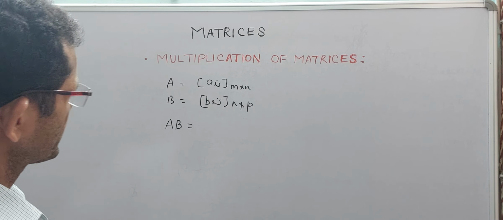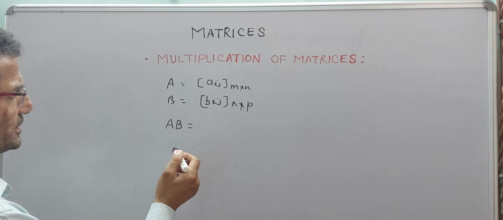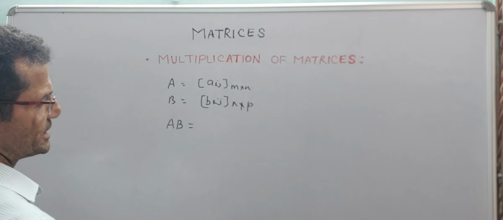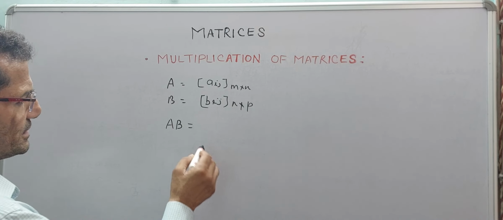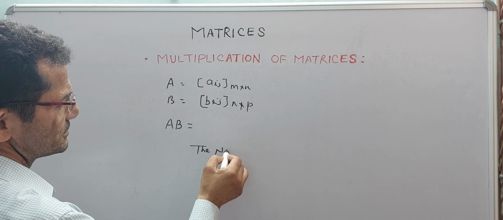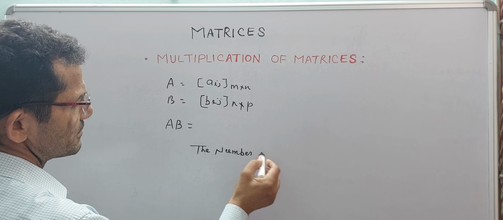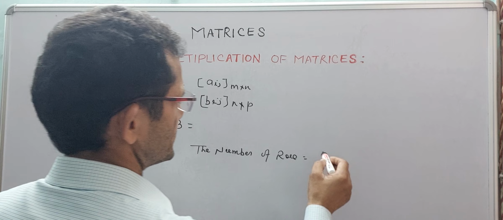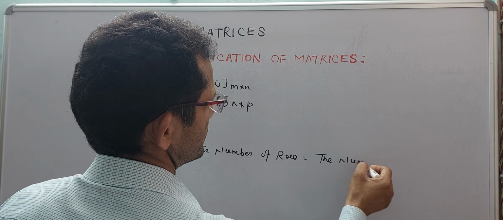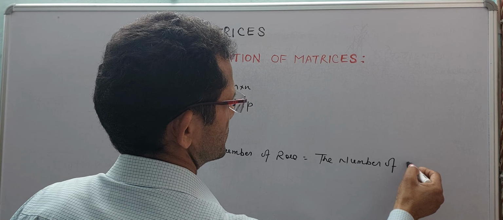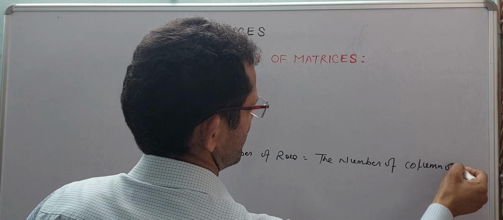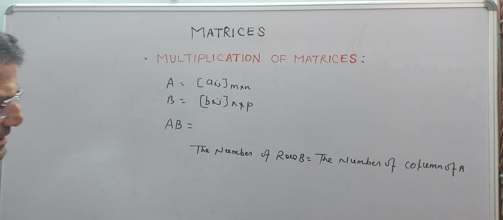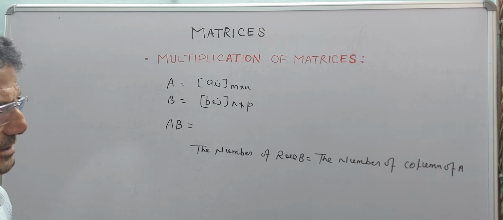The necessary condition for matrix multiplication is that the number of rows of matrix B should be equal to the number of columns of A. So this is the necessary condition: the number of rows of B is equal to the number of columns of A.